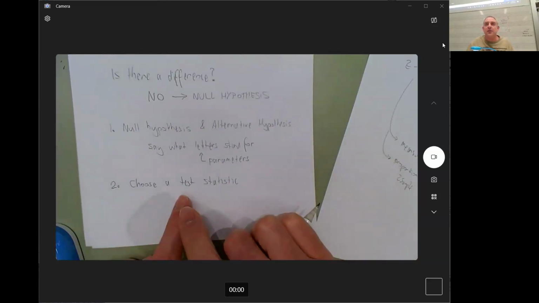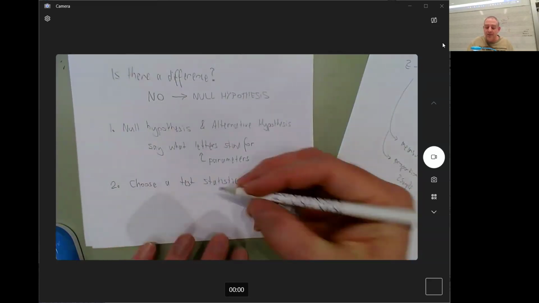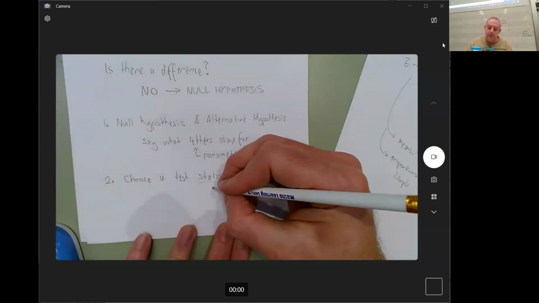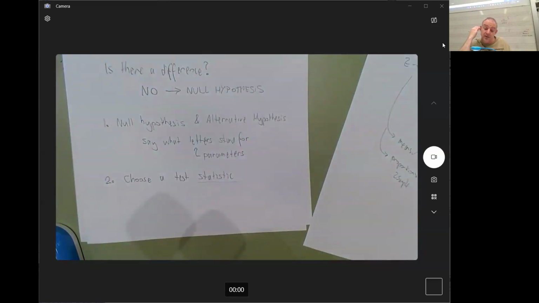It's called a test statistic because it helps you do a test. And a statistic is something that you calculate from the data. That's what a statistic is. Anything that you calculate from the data is a kind of statistic. And when they say choose a test statistic, what they mean is write down the formula for how you would calculate that.